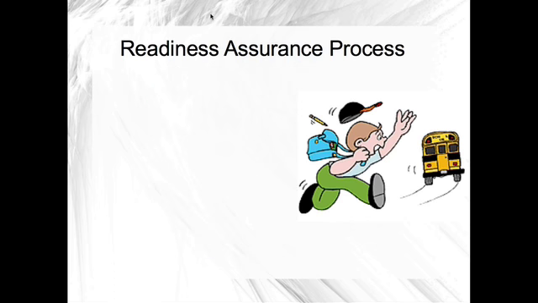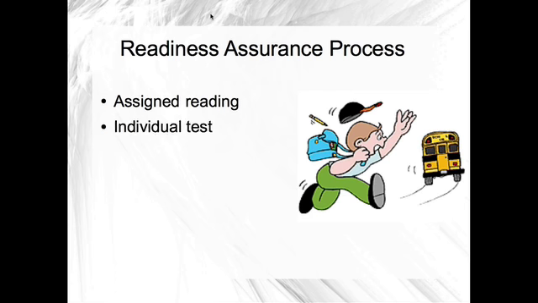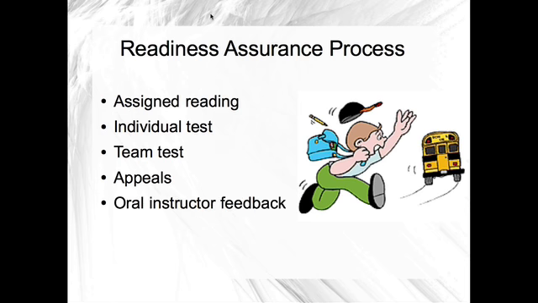There are 5 steps in the readiness assurance process. 1. Assign reading. 2. Individual test. 3. Team test. 4. Appeals. This is a time when the team can send appeals if they do not agree with the teacher's answer. And lastly, oral instructor feedback.